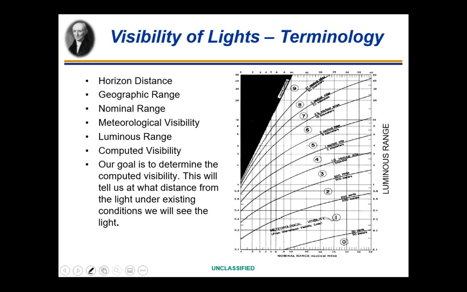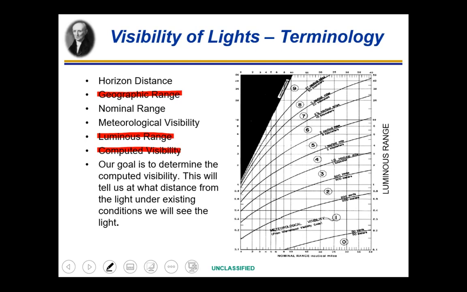There's actually three main steps to calculating computed visibility. The first step is to calculate geographic range. The second is to calculate your luminous range. And then finally, deciding based upon those two calculations, which of the two is going to be your computed visibility.